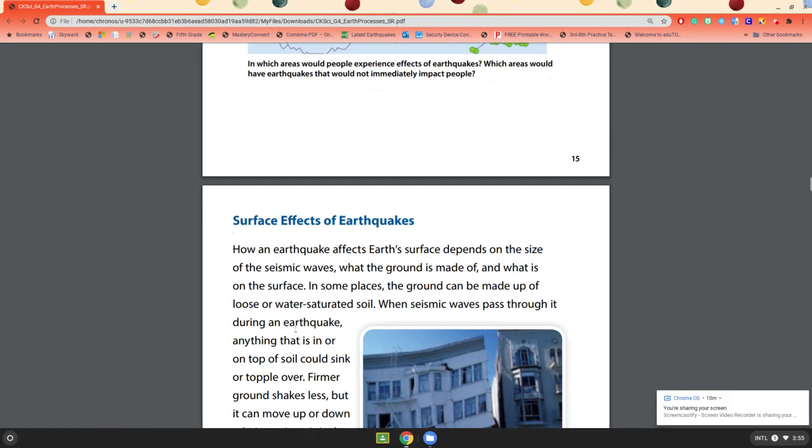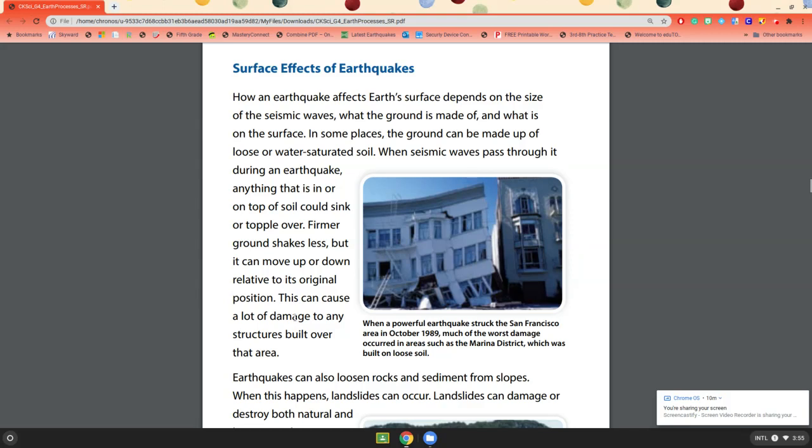Okay. Surface effects of earthquakes. How an earthquake affects Earth's surface depends on the size of the seismic waves, what the ground is made of, and what is on the surface. In some places, the ground can be made up of loose or water-saturated soil. When seismic waves pass through it during an earthquake, anything that is in or on top of the soil can sink or topple over. Firmer ground shakes less, but it can move up and down relative to its original position. This can cause a lot of damage to any structures built over the area.